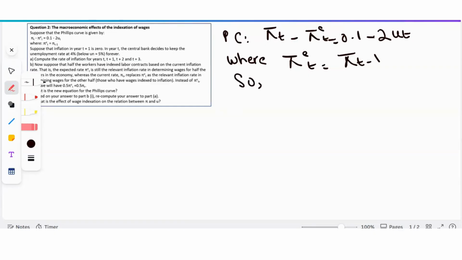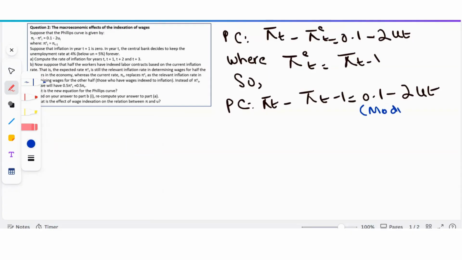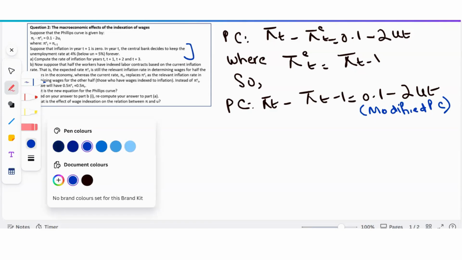So in this case, our PC, we can rewrite it as this. We can write our Phillips curve as pi t minus pi t minus 1 is 0.1 minus 2 u t. So this is the modified PC, the modified Phillips curve where we assume that expected inflation is equal to last year's inflation. Now the question tells us that in year t, the central bank decides to keep the unemployment rate at 4%, below u n, which is 5%, forever.